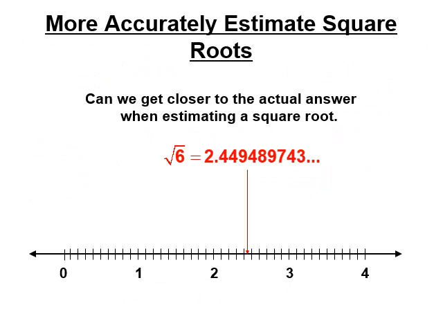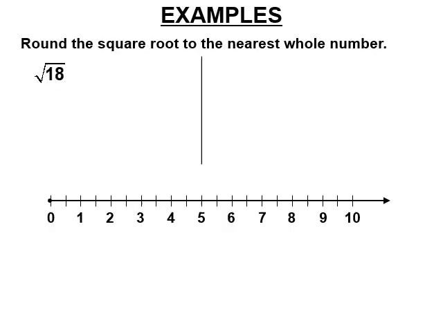The square root of 6, for example, is that irrational number that goes on forever. It's less than 2.5, which is halfway between 2 and 3. And it's closest to the decimal 2.4 than 2.5. And we're going to learn how to do that today. We'll start with rounding to the nearest whole number.